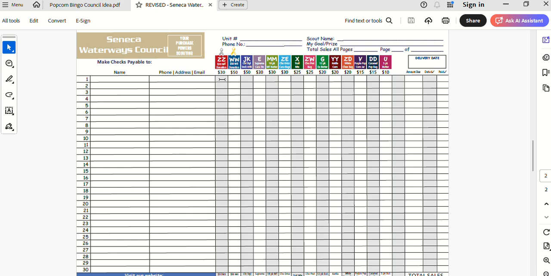So the next thing after that is you've got your popcorn options here. Now there's pictures on the other pages, but this is a summary of the different popcorn options. So what you want to do is make sure you put a number next to whatever that person wants to buy. So if they wanted to buy 2 boxes of the MM and 1 box of the G, you'd put a 2 here and a 1 here.